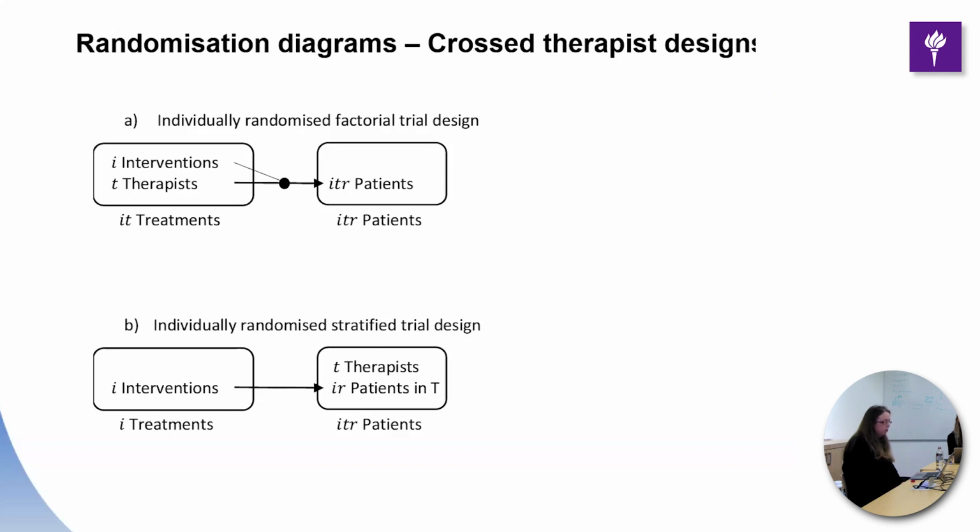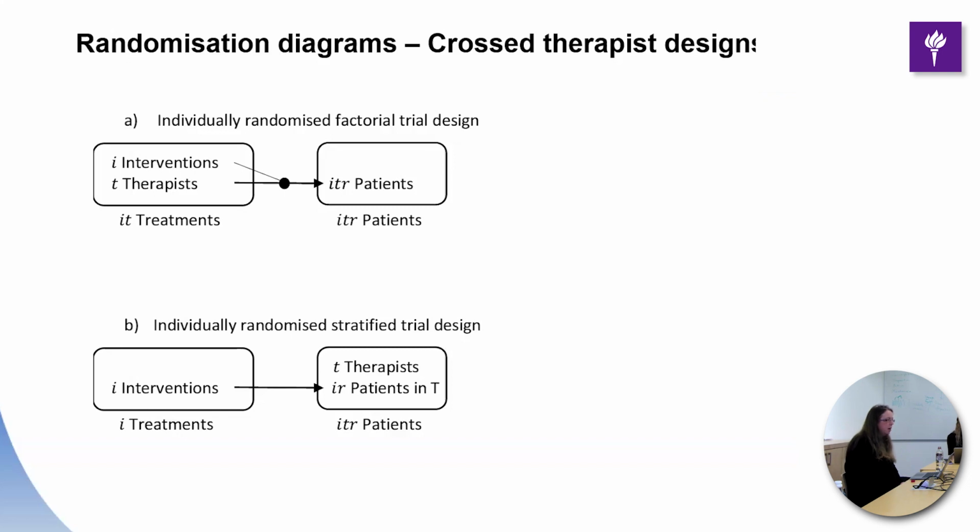So in terms of cross-therapist designs, I think the ideal situation is an individually randomized factorial trial design where you have a number of interventions and a number of therapists, and you randomize the combination of intervention and therapist to patients, and that's what we've got at the top of that. So that's what that diagram tells you. So you're randomizing treatments to patients.